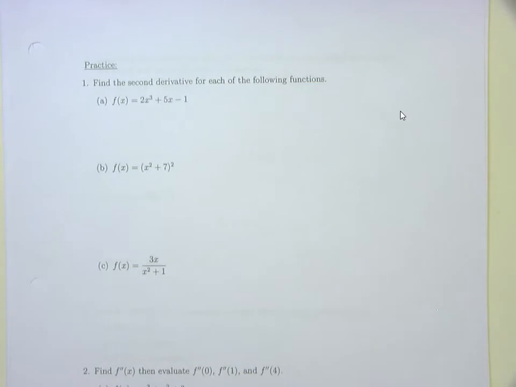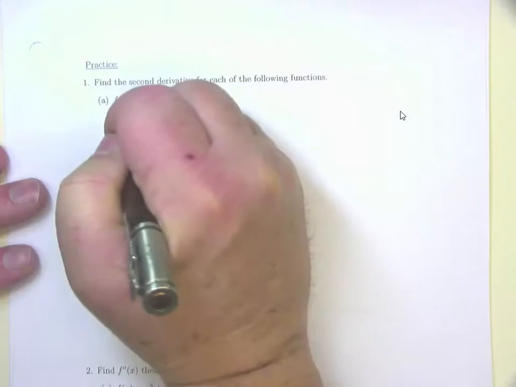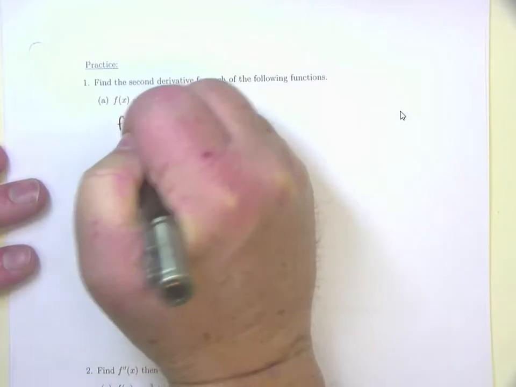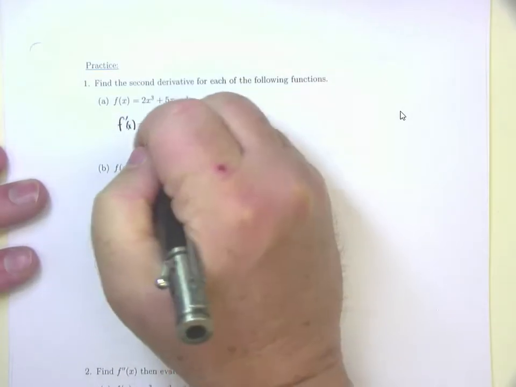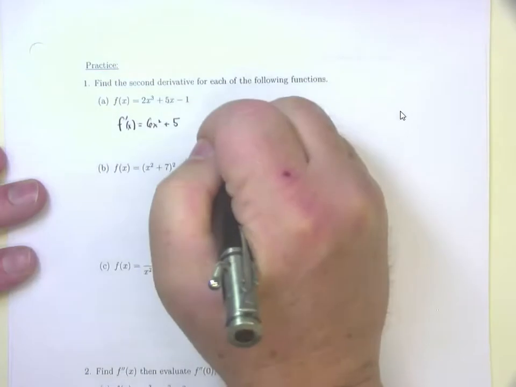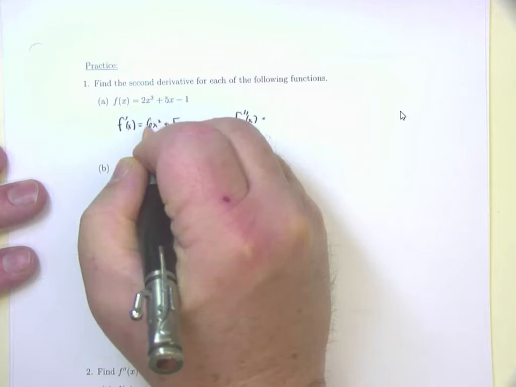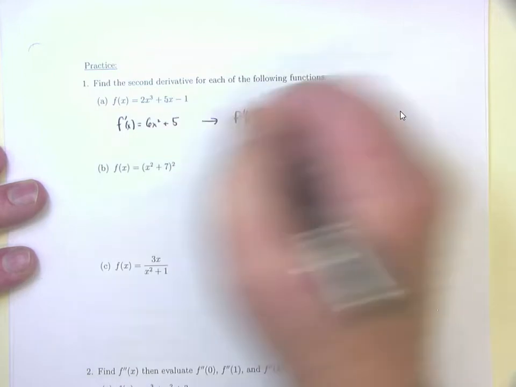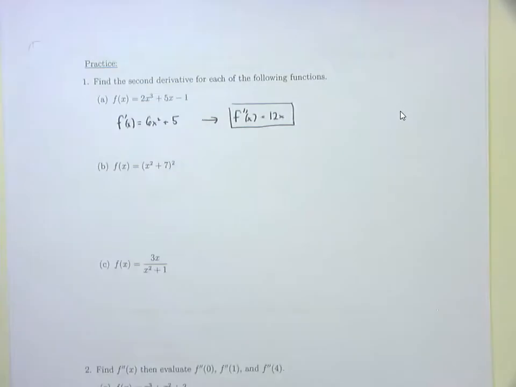It says, find the second derivative of each of the following. F of x is equal to 2x cubed plus 5x minus 1. So, to find the second derivative, you've got to find the first derivative first. So derivative of 2x cubed is 6x squared plus derivative of 5x is 5, derivative of minus 1 is 0. This means my second derivative is going to be, well, derivative of 6x squared is 12x, derivative of plus 5 is 0, and there's my answer. Second derivative is 12x.